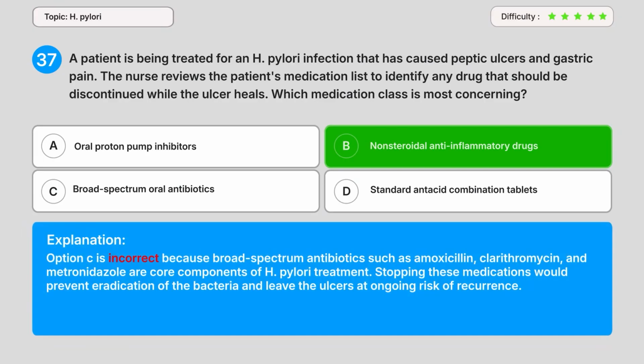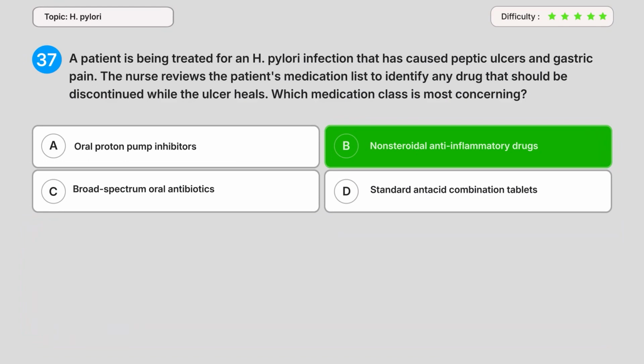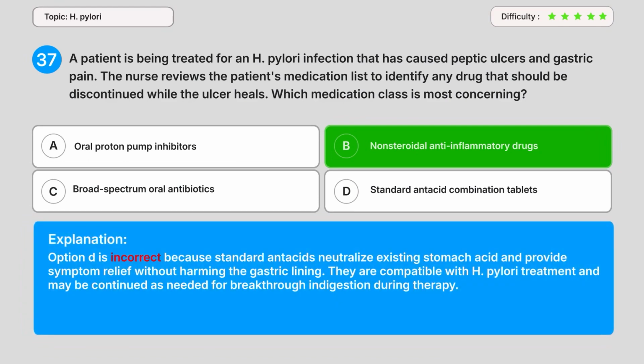Option C is incorrect because broad-spectrum antibiotics such as amoxicillin, clarithromycin, and metronidazole are core components of H. pylori treatment. Stopping these medications would prevent eradication of the bacteria and leave the ulcers at ongoing risk of recurrence. Option D is incorrect because standard antacids neutralize existing stomach acid and provide symptom relief without harming the gastric lining. They are compatible with H. pylori treatment and may be continued as needed for breakthrough indigestion during therapy.